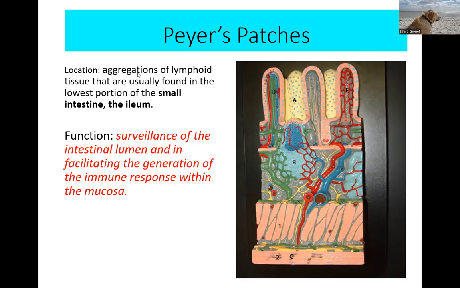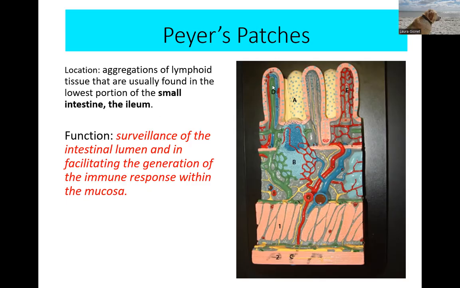Okay, so location: aggregations of lymphoid tissue that are usually found in the lowest portion of the small intestine, the ileum. These are the Peyer's patches. They function in surveillance of the intestinal lumen and in facilitating the generation of the immune response within the mucosa.